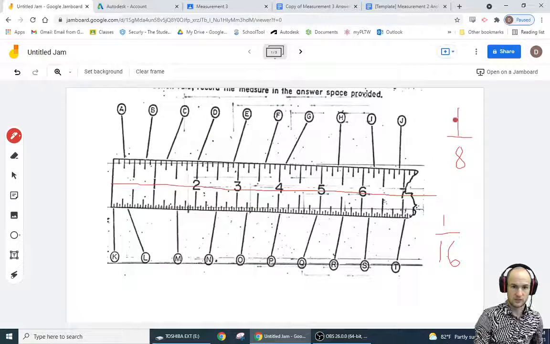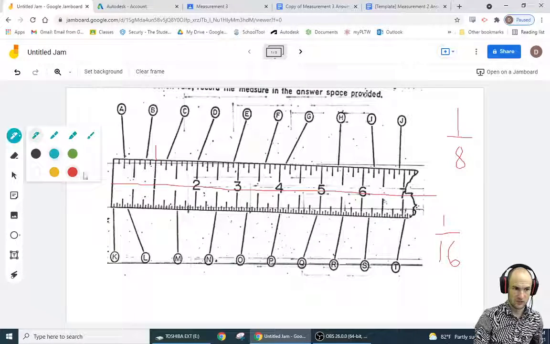So that means to start with, all of our answers on the top would be with the 8ths, and all of them on the bottom would be with the 16ths. So like if I went to C right here, C is 1 inch, because you can see we get to the 1. And then it's 1 2/8. So the answer would be 1 2/8.